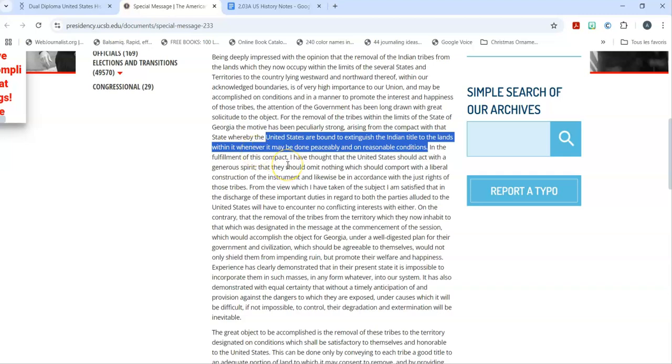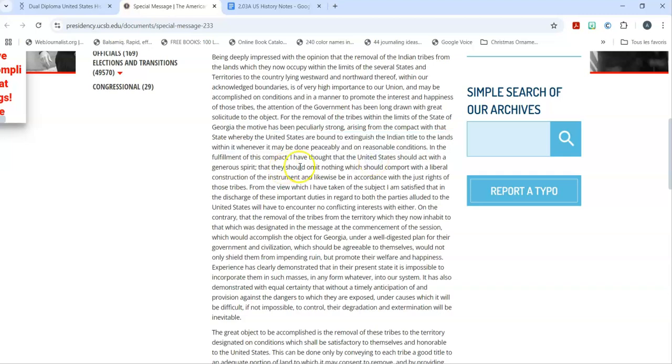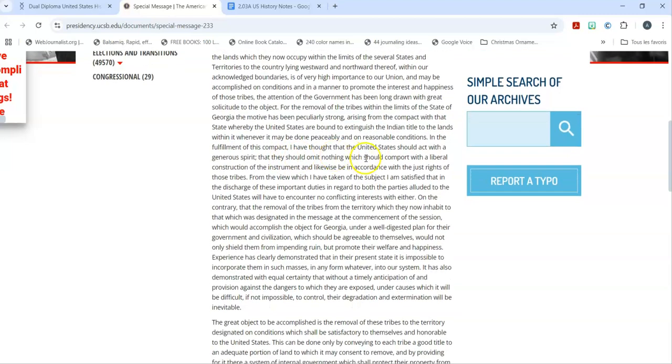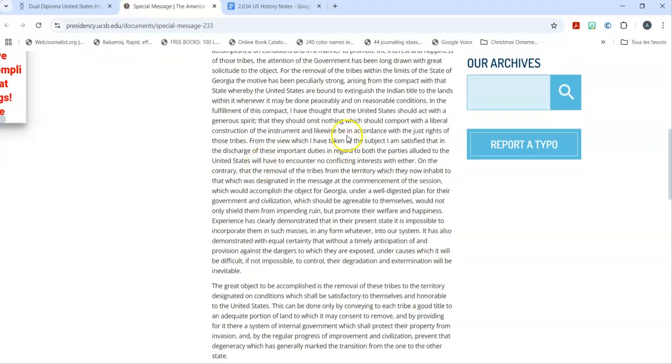In the fulfillment of this compact, I have thought that the United States should act with a generous spirit, that they should omit nothing which should comport with a liberal construction of the instrument, and likewise be in accordance with the just rights of those tribes.